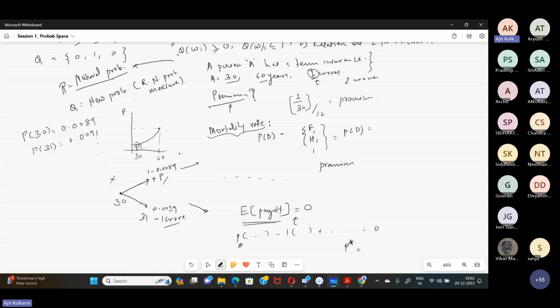Now, what happens if an insurance company that does not understand all these mechanics sets some arbitrary amount of premium? Then there are only two possibilities: the premium set by the insurance company is either greater than P star, or it is less than P star. What happens if the premium is greater than P star?